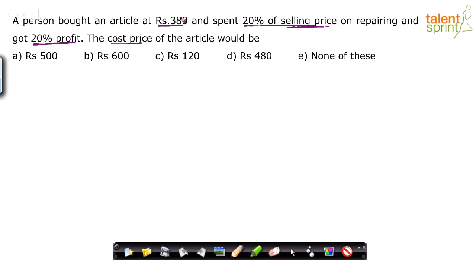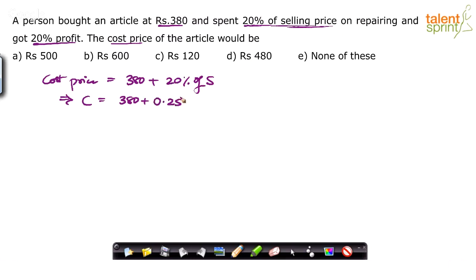If you're wondering, cost price of the article is 380, you're wrong, because the overall cost price will be how much? It will be 380 plus the amount that he has spent on repairing. Are you able to follow? So the cost price of the article will be 380 plus repairing amount, which is 20% of the selling price. The cost price, this is C. So I can actually say that C is equal to 380 plus, see, 20% of selling price is how much? 20% is 0.2 S. This is the cost price.